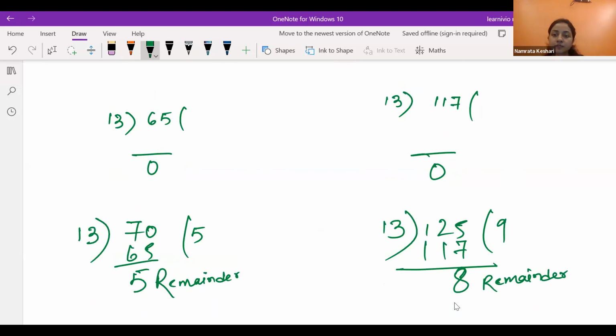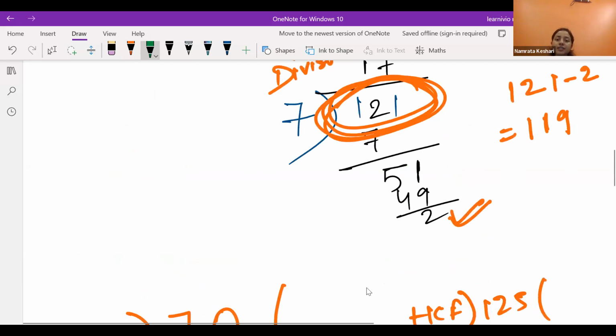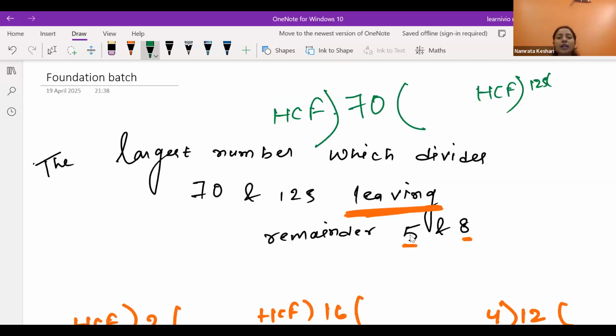So let me summarize it. What I'm talking about, if you are still not able to connect the dots, then I'm telling you that if you find HCF directly, then you will end up getting a number which can divide 70 and 125 completely. If such a number doesn't exist, then you will be getting HCF as 1. So far making sense?